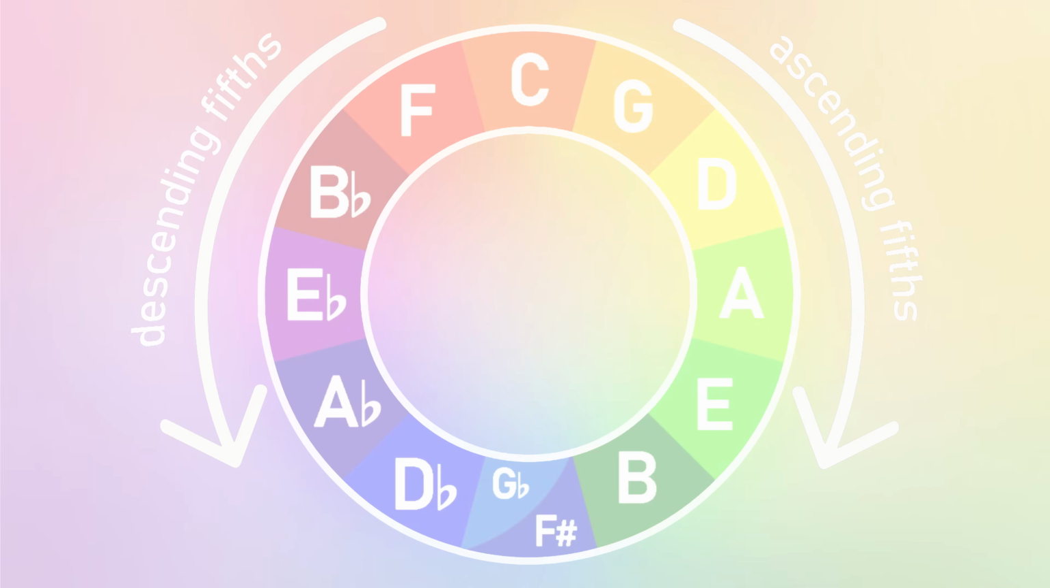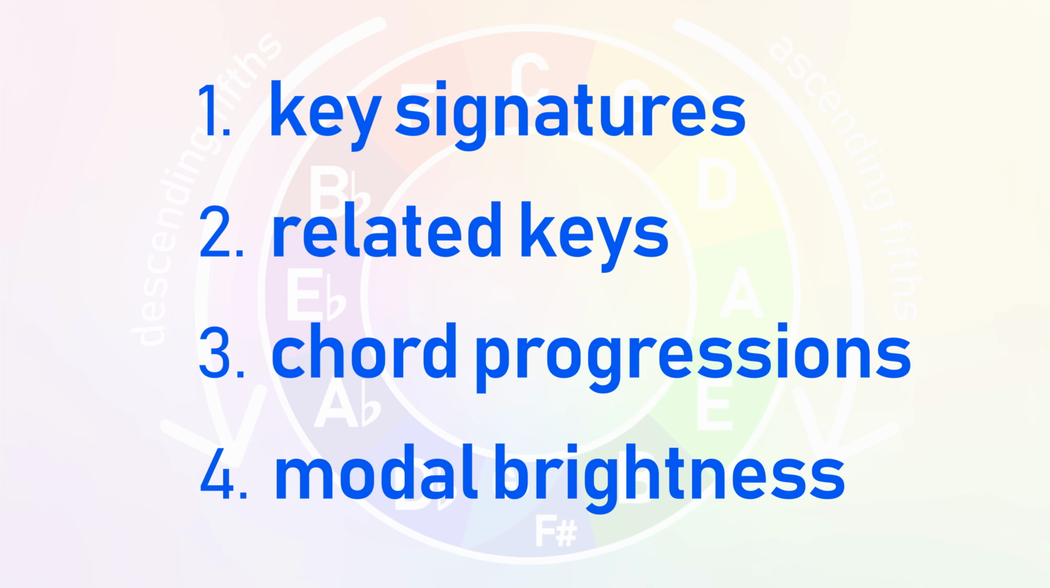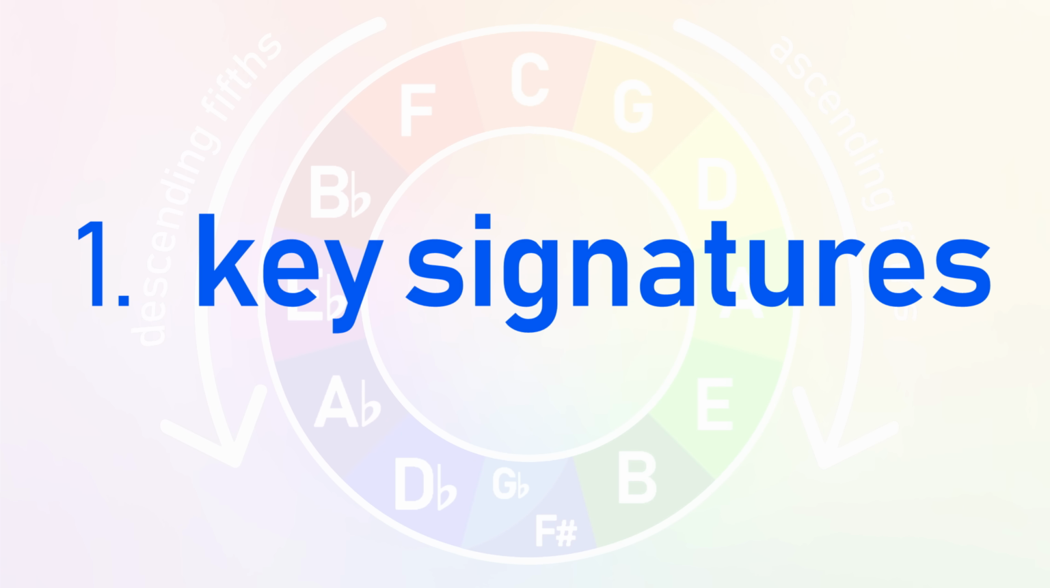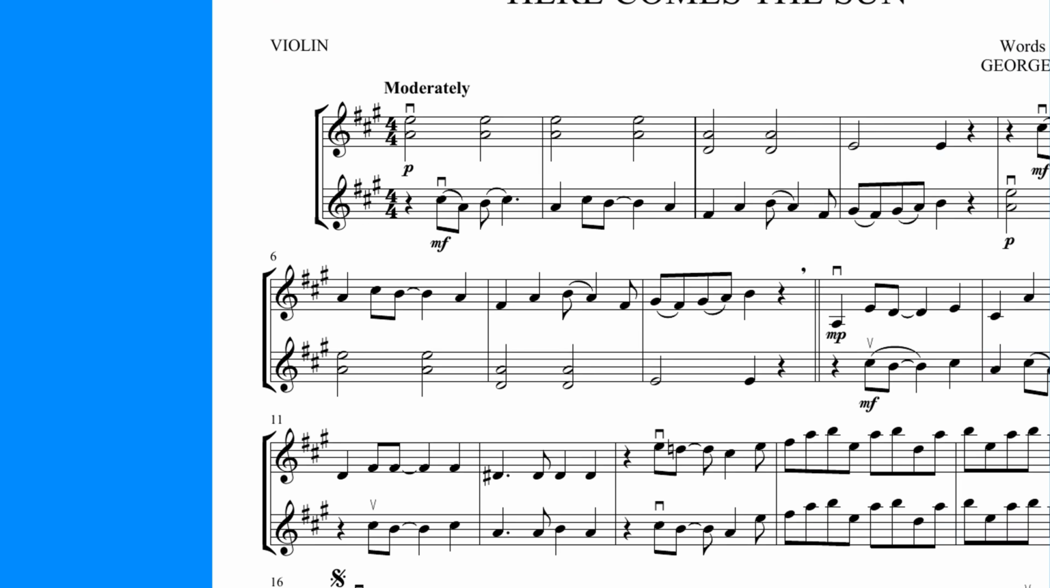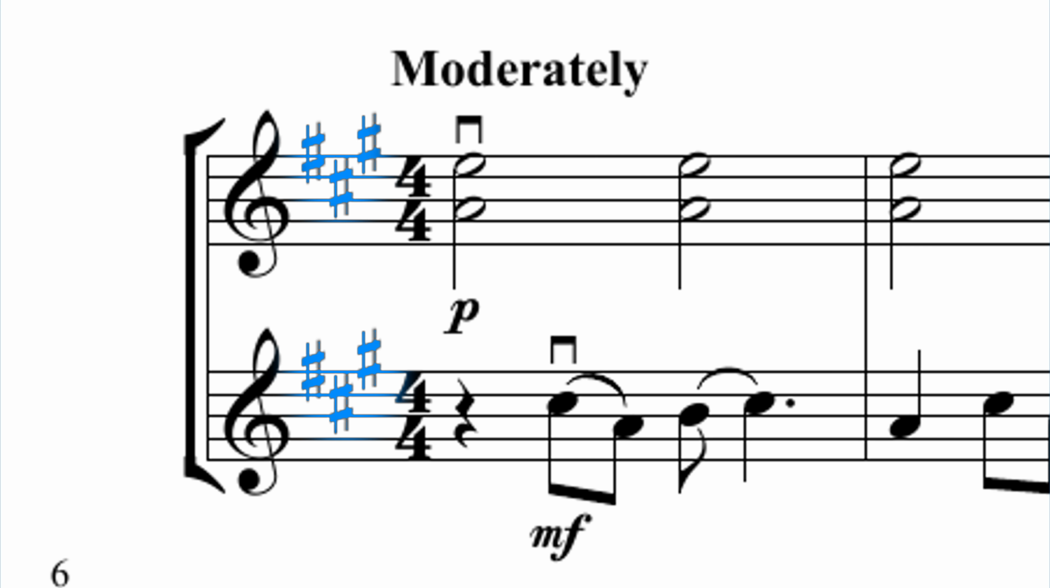So today I want to go through 4 progressively more advanced uses of the circle of fifths, starting with key signatures. The circle of fifths is often introduced to students as a tool for working out key signatures. The key signature is the collection of sharps or flats that are placed at the start of a piece of music to let us know which major scale the piece will be based on. In other words, it's key.